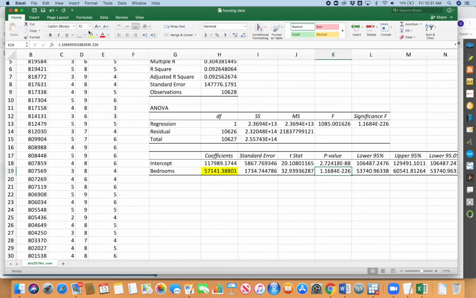This particular p-value right here is extremely tiny. This isn't scientific notation, but this number is a decimal point with 225 zeros after it before we get to the number that starts at 226 after the decimal point. So it's a decimal point, 225 zeros, and then 11684 is what that number is. That is extremely small, basically zero.